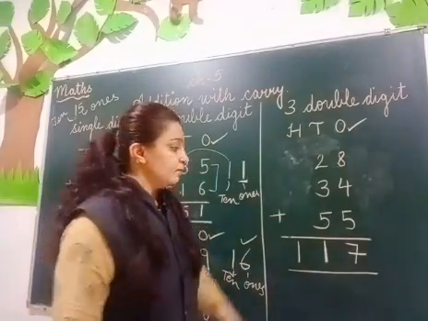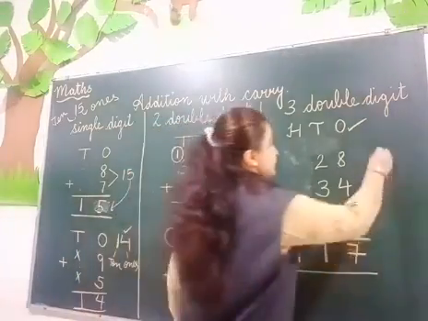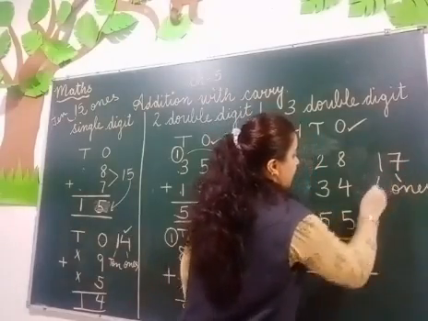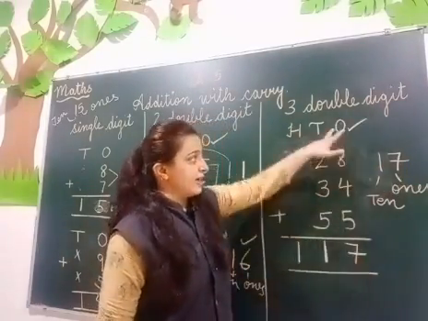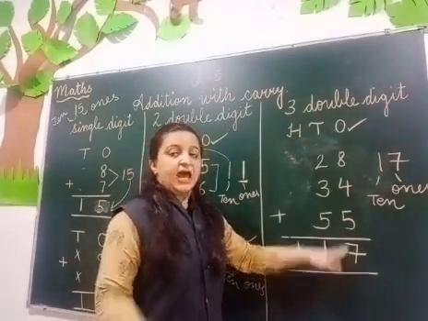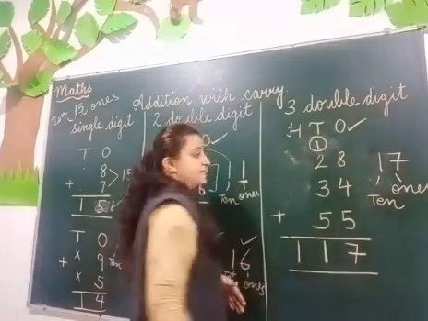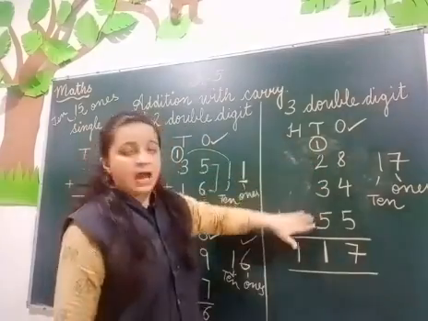Okay? तो 17 हम यहाँ पे पूरा नहीं लिख सकते because 17 consists of 7 ones and 1 ten. So only 7 ones we will write under the ones place, and 1 ten we will give as carry to the tens place. Okay, now we have 4 digits to add.